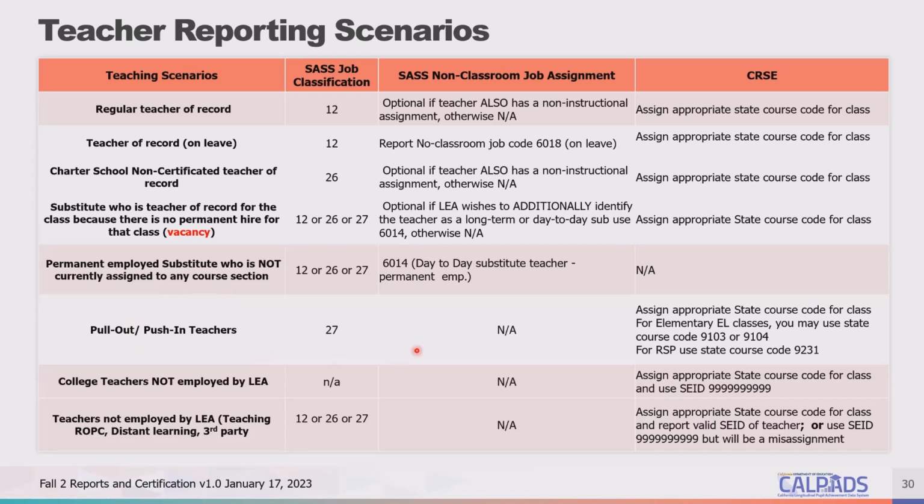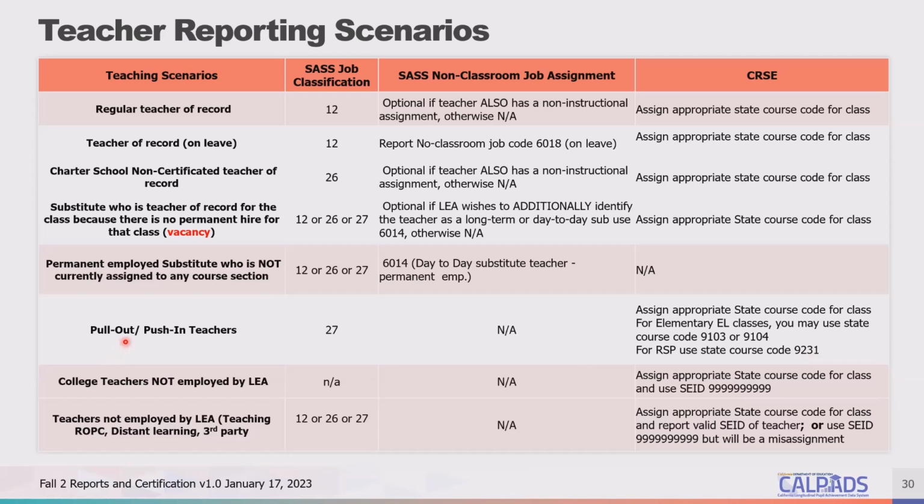And then, of course, you have your pull-out, push-in teachers. These are your itinerant teachers who are assigned to classes providing EL services, or your special ed teachers who are handling RSP classes, or maybe your high school or middle school or even elementary teachers who are teaching band or music or PE that doesn't require rostering a student to their classes. So these are your push and pull out teachers.